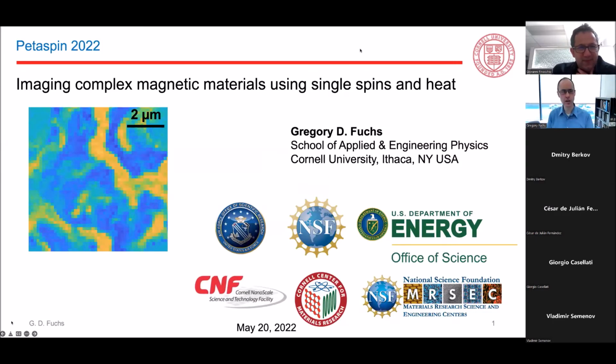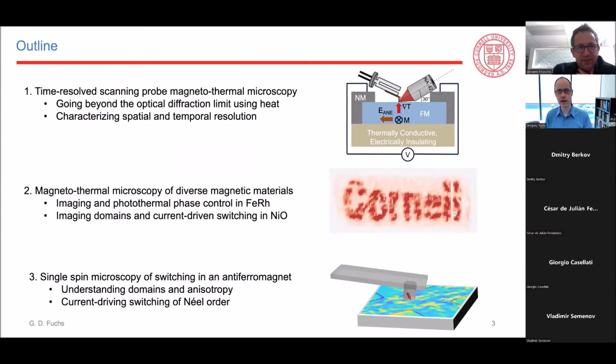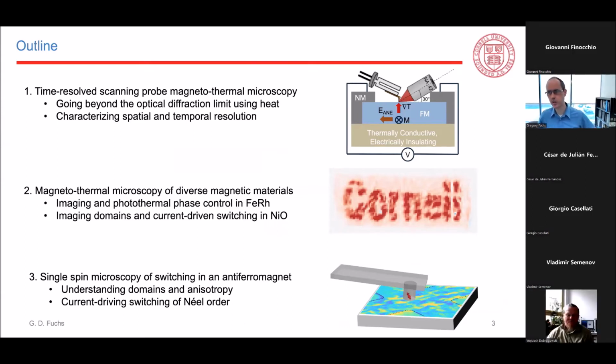Yeah, so actually, let's just go right to the outline here. This is going to be a kind of microscopy talk because one of the passions that I have and my lab has is trying to take new approaches to understand materials and solve problems in magnetism. So I'm going to try to tell you about three different things. If I run out of time, Giovanni, just get your big hook and stop me.